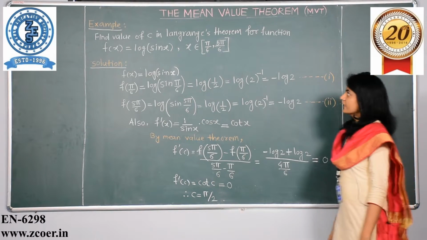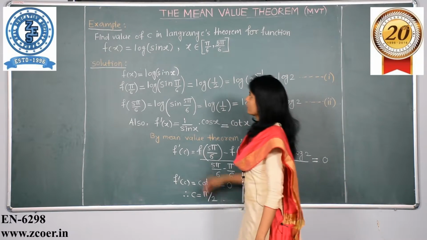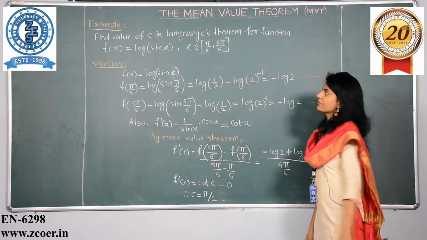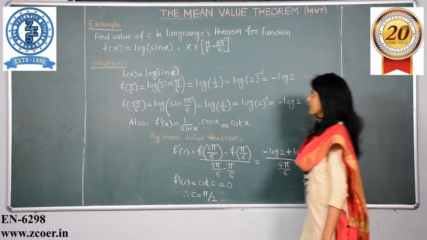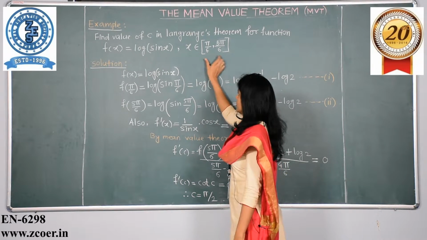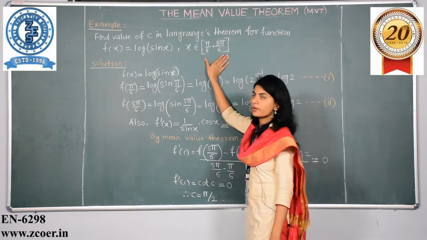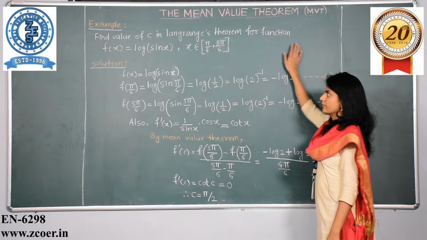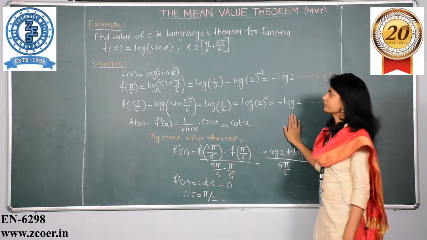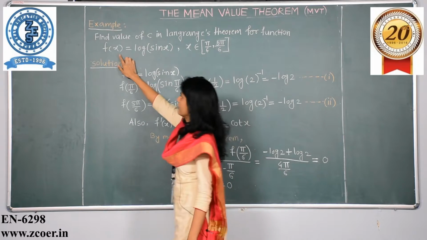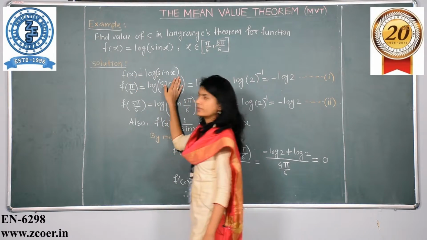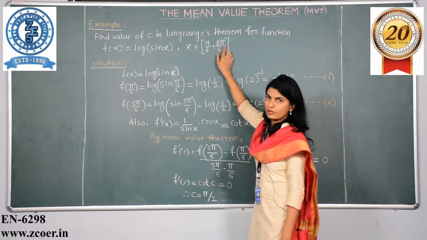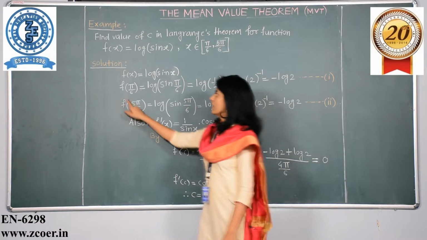So in the third example of the mean value theorem, we are going to find the value of c in Lagrange's theorem for the function f(x) equal to log of sin x, where x belongs to the closed interval pi by 6 and 5 pi by 6. So for this example we will find the solution. The given equation is f(x) equal to log of sin x. Now we have the interval values pi by 6 and 5 pi by 6, we will put them one by one in this function.